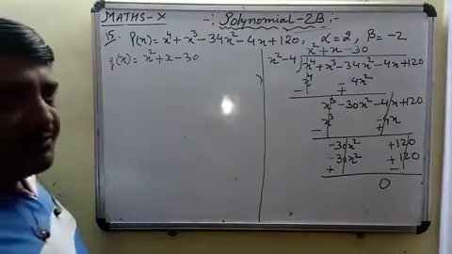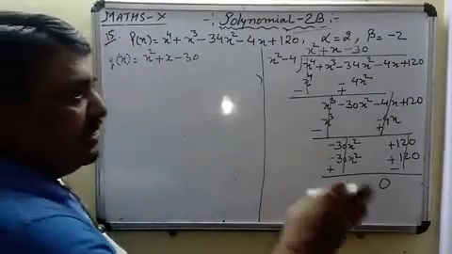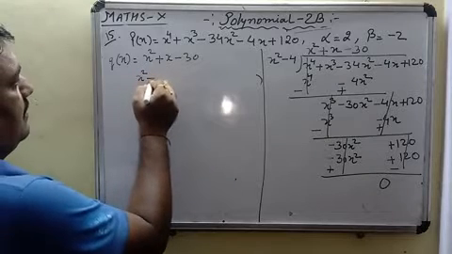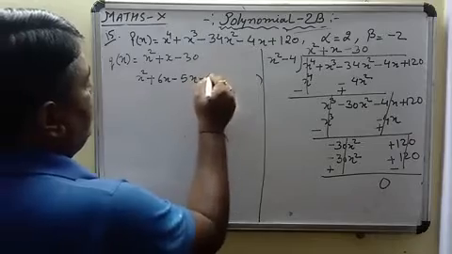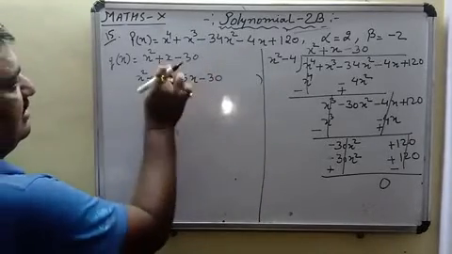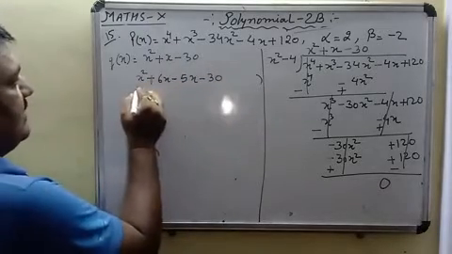तो 6 and 5. 6 minus 5 करेंगे we will get 1. 6 into minus 5 करेंगे we will get minus 30. x square plus 6x minus 5x minus 30. See this 6x minus 5x is plus x and 6 into minus 5 is minus 30. We are making pair over here.